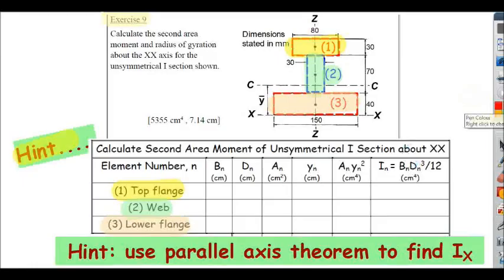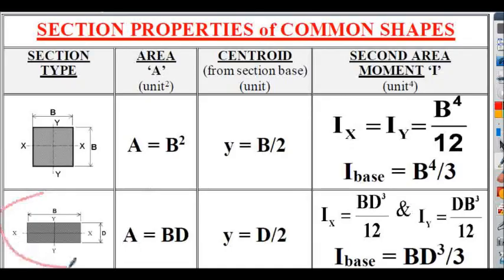And once the table is completed, we can use the parallel axis theorem to find Ix. As I said, I'm going to leave this for you to work out at your own pace. Here's the formulae we'll be requiring for the rectangular section.